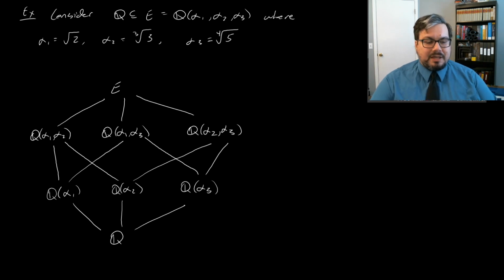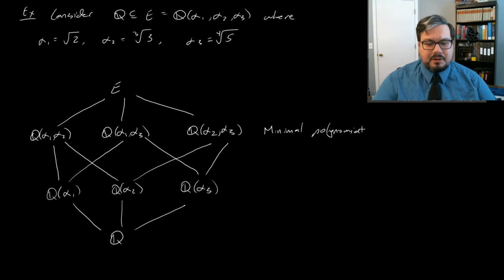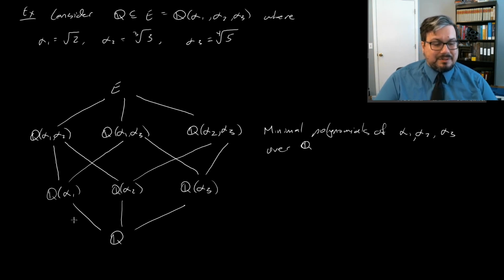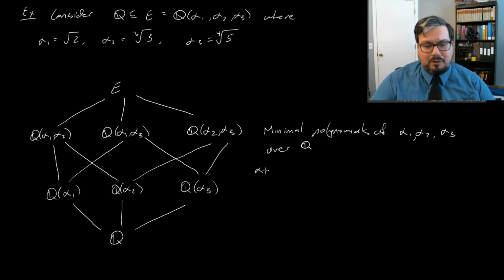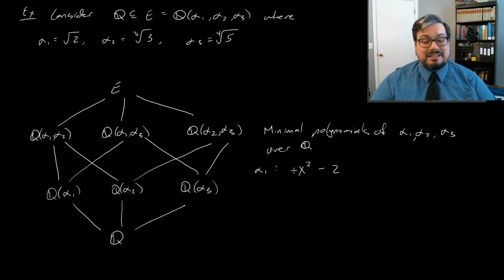Now, the first thing that we can note is that we can find the minimal polynomials of alpha 1, alpha 2, and alpha 3 over Q, which are going to give us these bottom degrees. So for alpha 1, we have x squared minus 2, because alpha 1 is the square root of 2. And we know that this is the minimal polynomial because it's monic and it's irreducible. Again, Eisenstein's criterion is the easiest way to do it in this case.